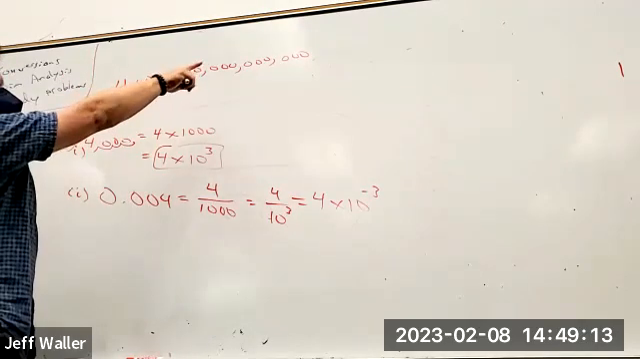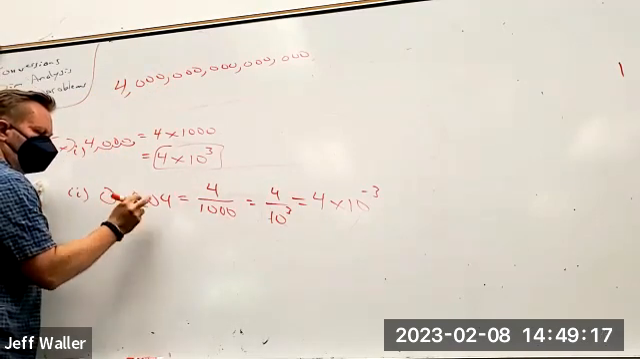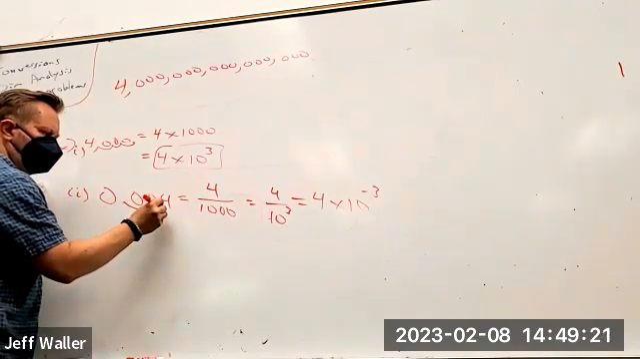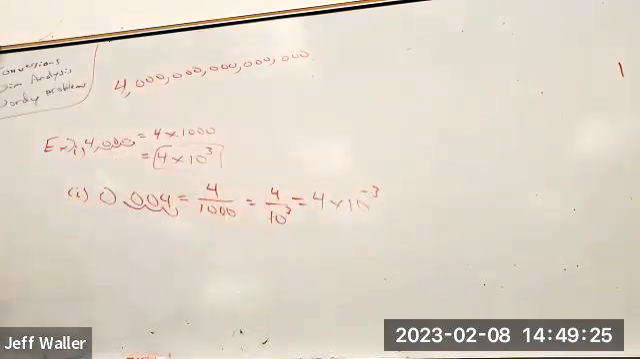Let's try to do this. So here again, how many times do you have to move the decimal so there's one digit in front of it? 1, 2, 3. That's why it's a 3. It's negative because it's small.